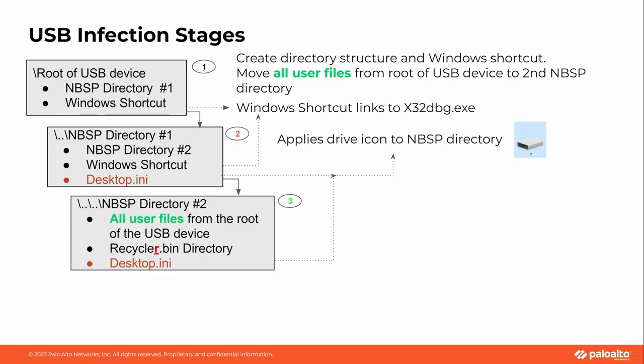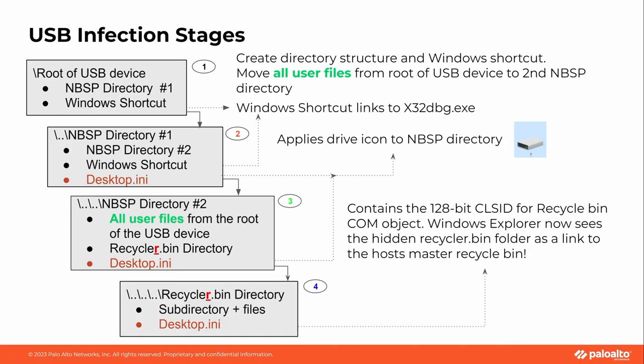Now, in that directory, they create something called recycler, with the R, dot bin directory. Notice the slight of I, notice the R, because on a Windows machine, it's called recycle.bin. Here, they have another desktop.ini, again, turning that NBSP directory into what appears as a drive. Within the recycler bin directory, they'll create another directory called files, and here they create another desktop.ini.